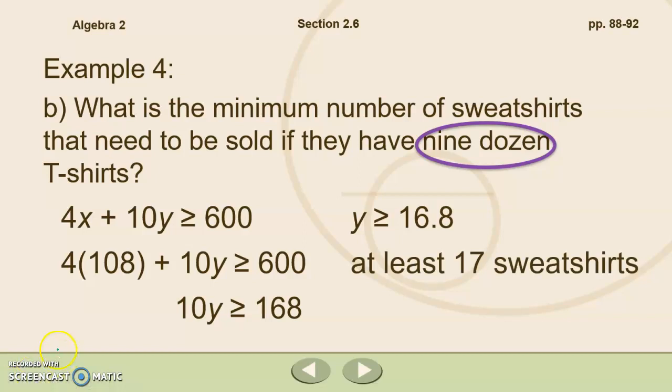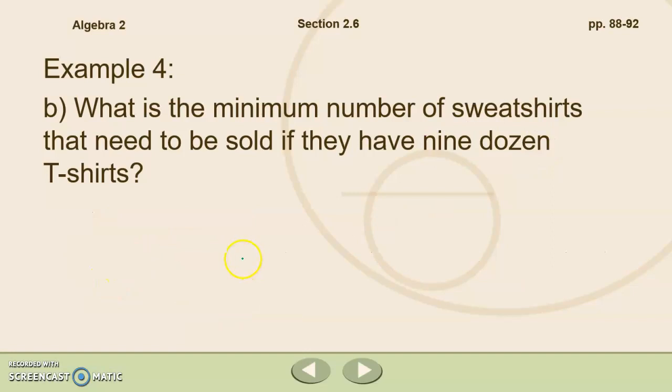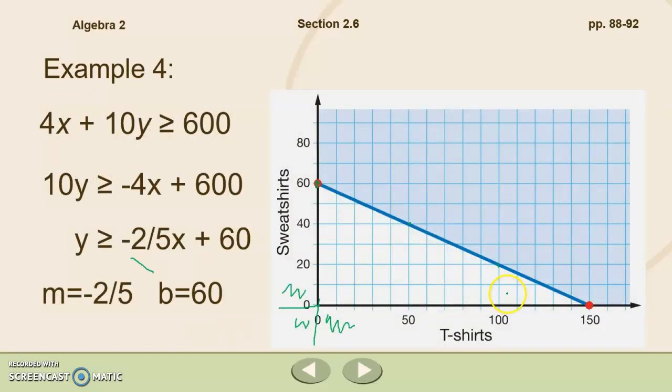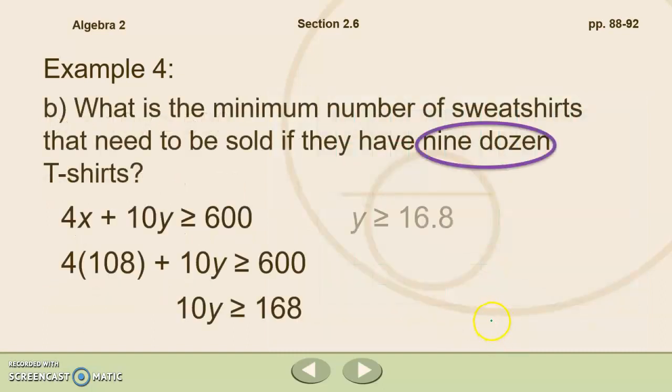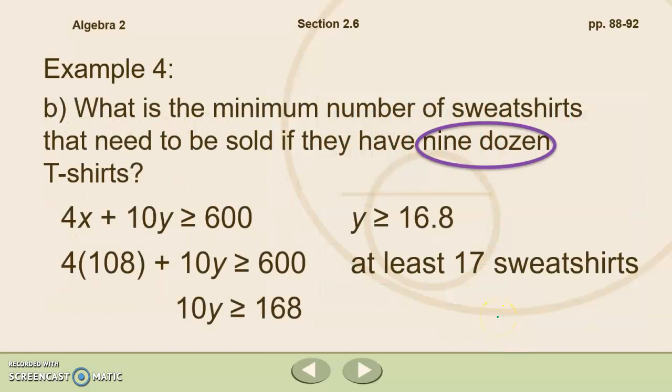If we go back to our graph and look at 108 t-shirts, let me back up a little bit. 108 is right around here, probably. So we can look at this to estimate. It's a little bit less than 20. And by plugging it into the equation, we find the exact number of 16.8, or at least 17 sweatshirts.